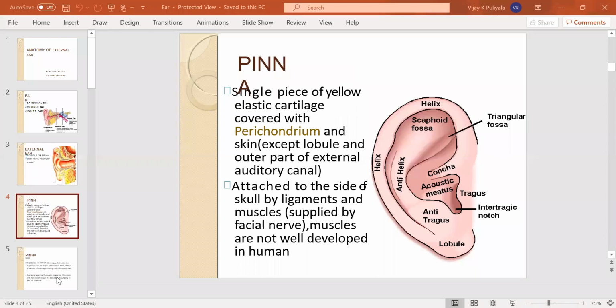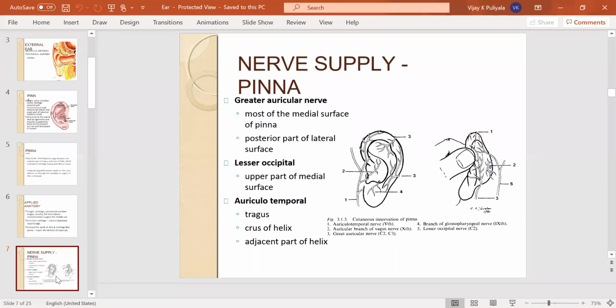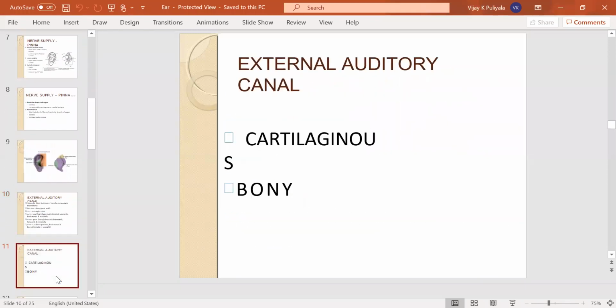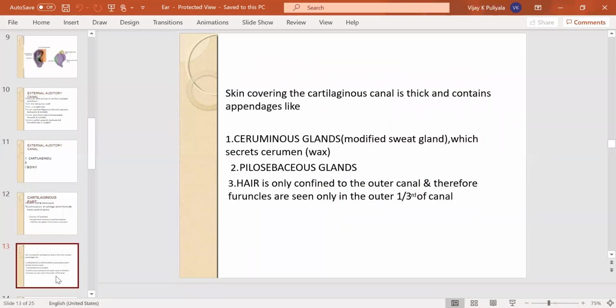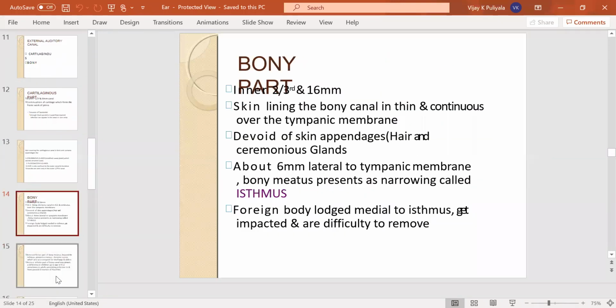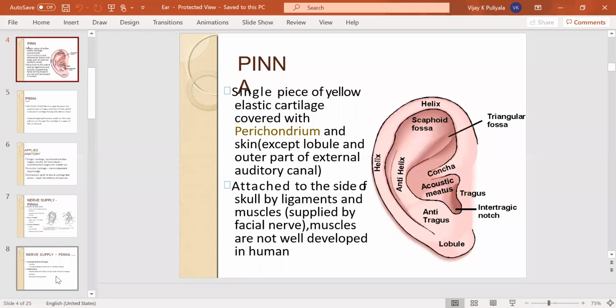Next, coming to the muscles of the auricle. The muscles are again of two sets, divided into extrinsic and intrinsic. The extrinsic muscles include the auricularis anterior, auricularis superior, and auricularis posterior.